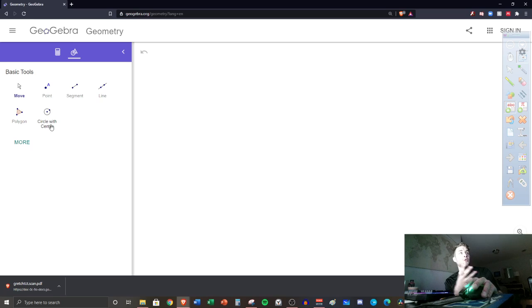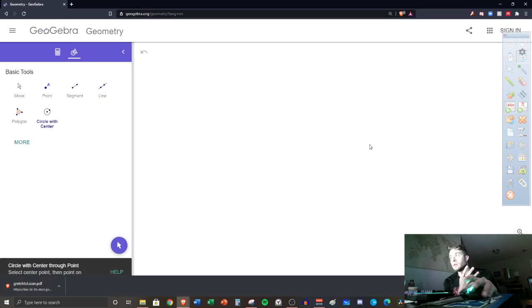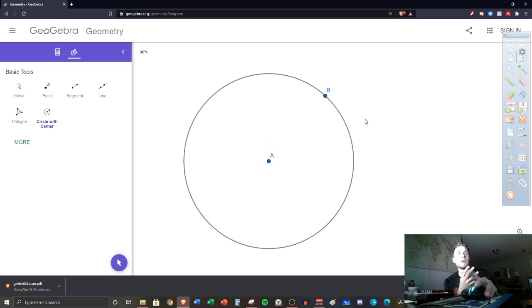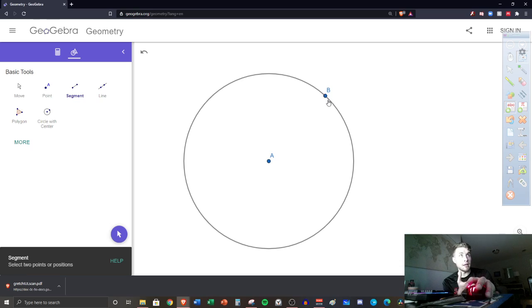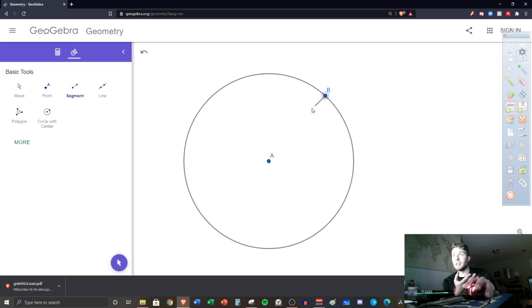Let's go ahead and create ourselves a circle. Okay. Boom. I've created a circle. And now let's create chords. A chord is a segment. We'll start this at B and we'll go to another point C here. It's a segment that intersects the circumference. Both points are on the circumference.